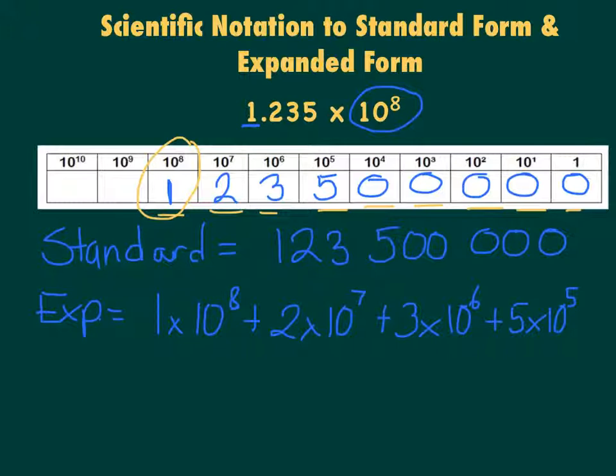So as you can see, each of my little multiplication statements here agrees with one of the columns in my table where there's a numerical value that's not 0. And that is my expanded form for this number.